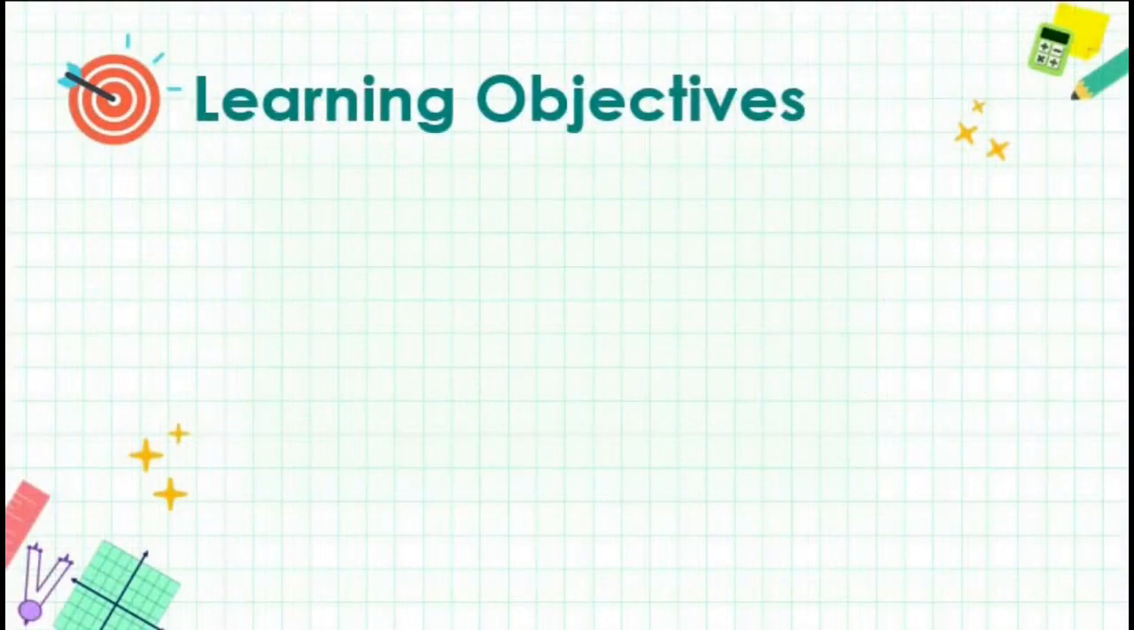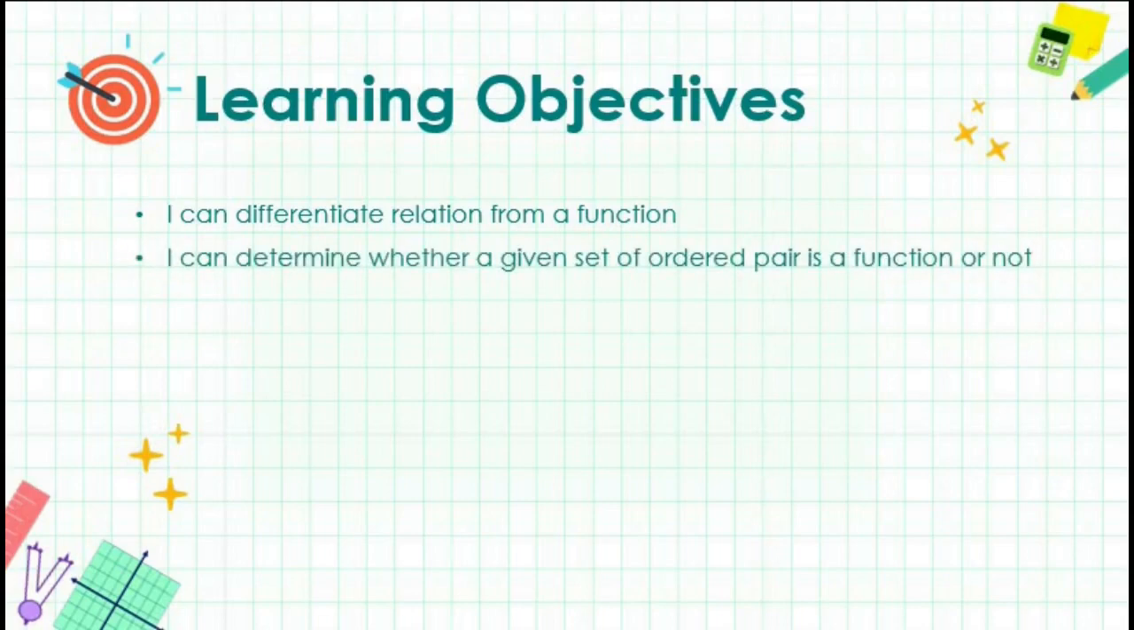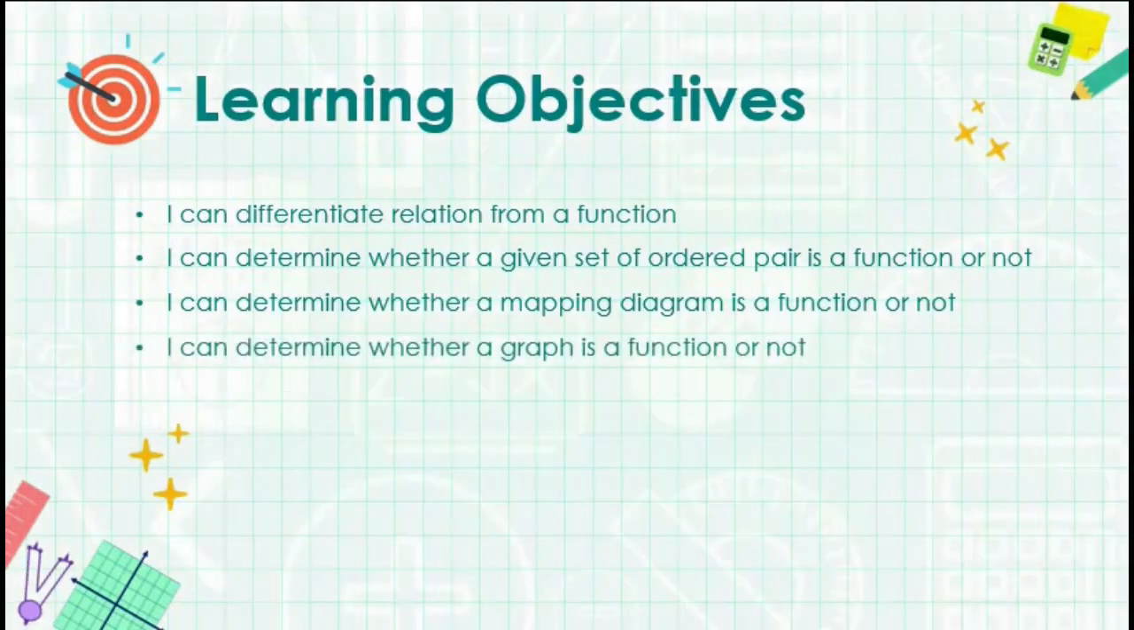For this video, these are the learning objectives that you're going to achieve hopefully at the end. First, you should be able to differentiate the relation from a function, then determine whether a given set of ordered pairs is a function or not. Next, determine whether a mapping diagram is a function or not. And lastly, determine whether a graph is a function or not.